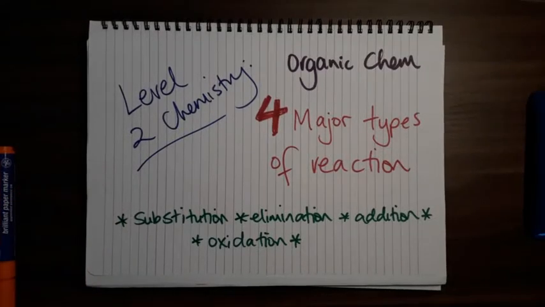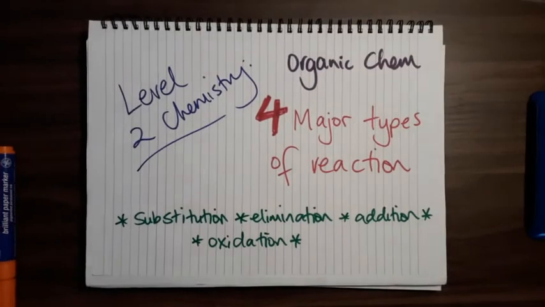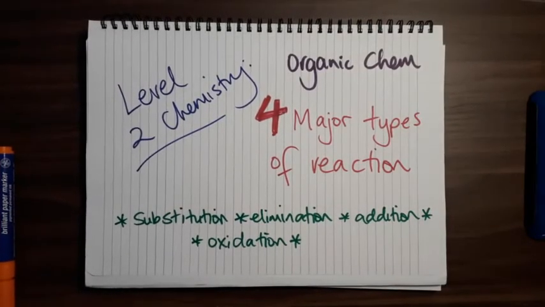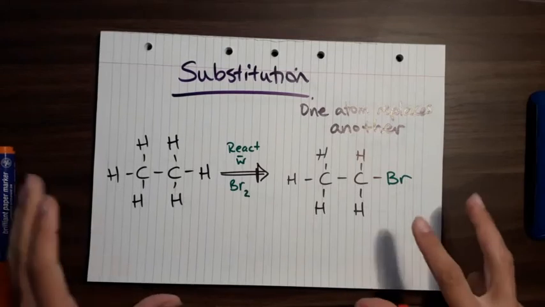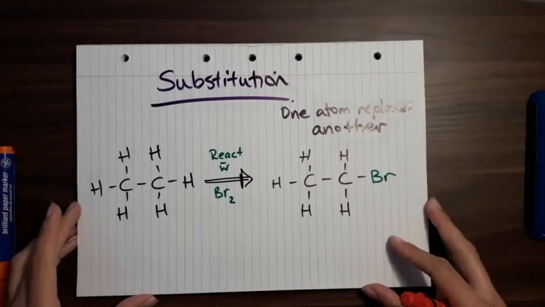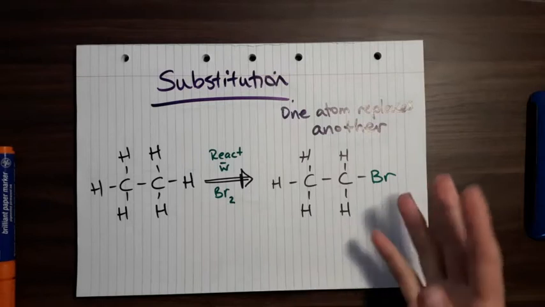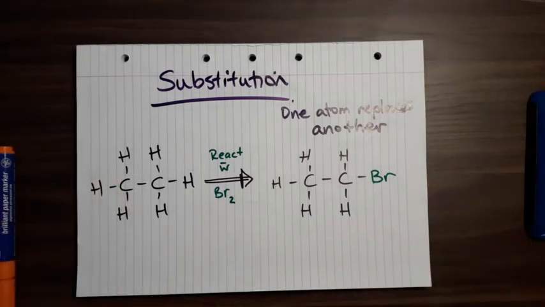Alright, hello. So we're just going to recap the four major types of organic reaction that you'll look at in year 12, level 2 chemistry. So one is substitution, and that is when one atom literally substitutes another or replaces another atom on the molecule.